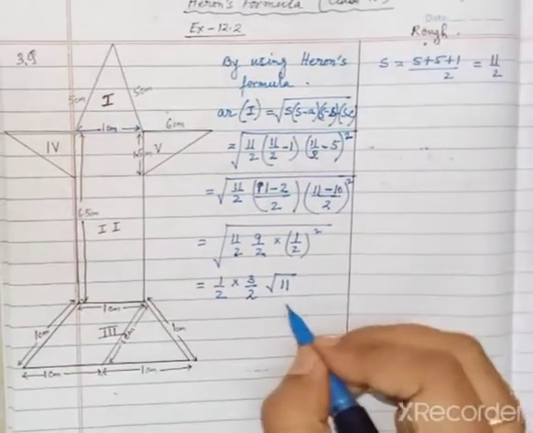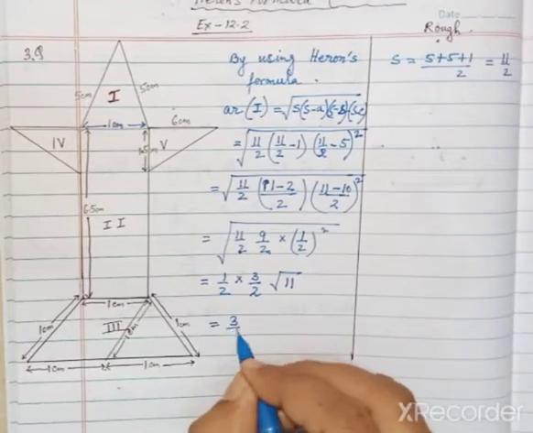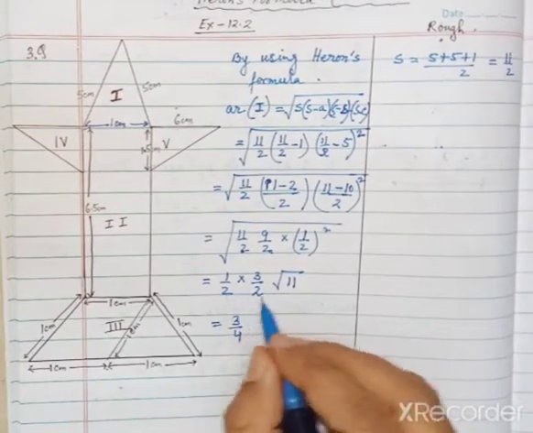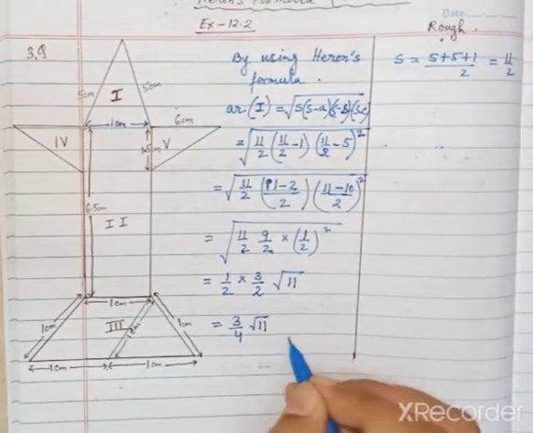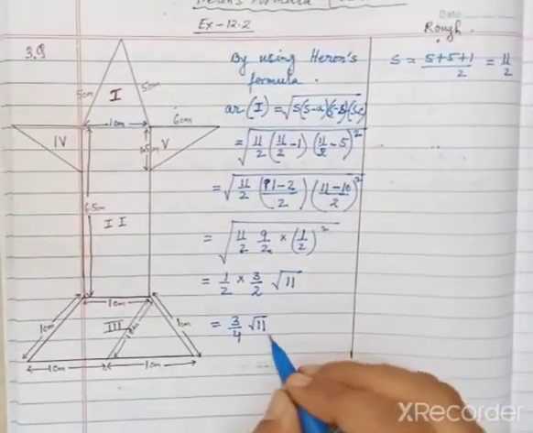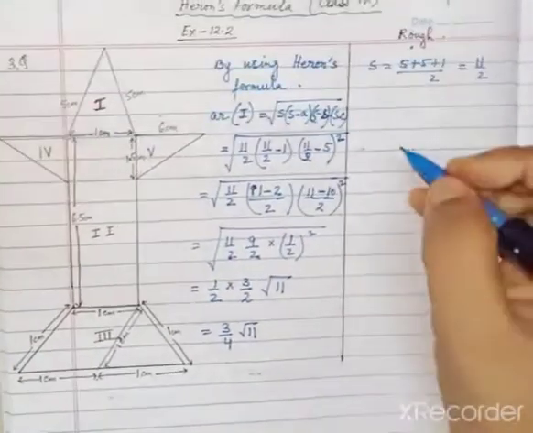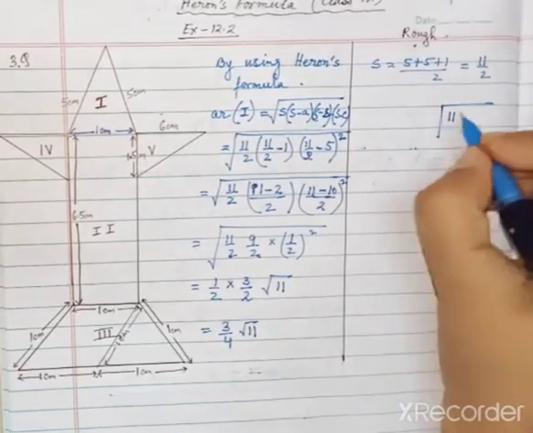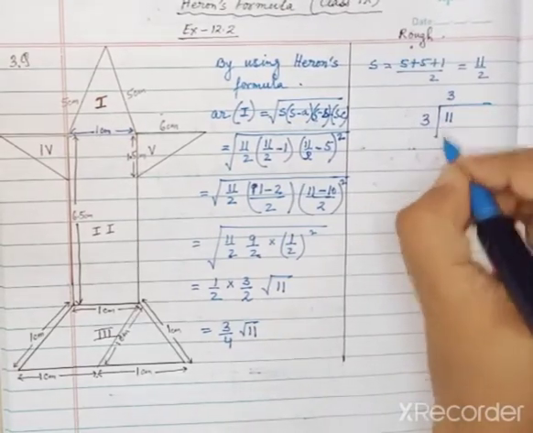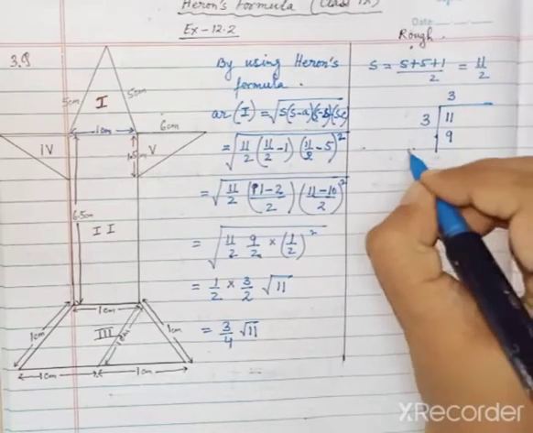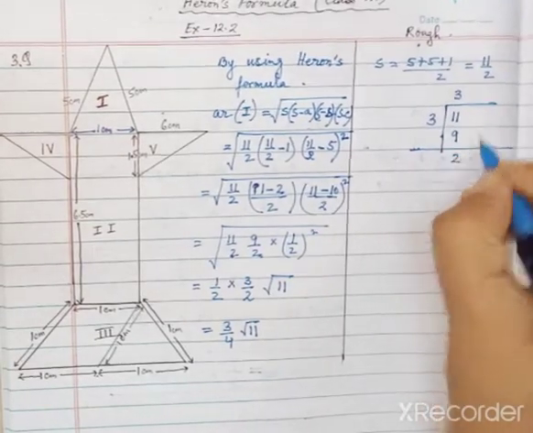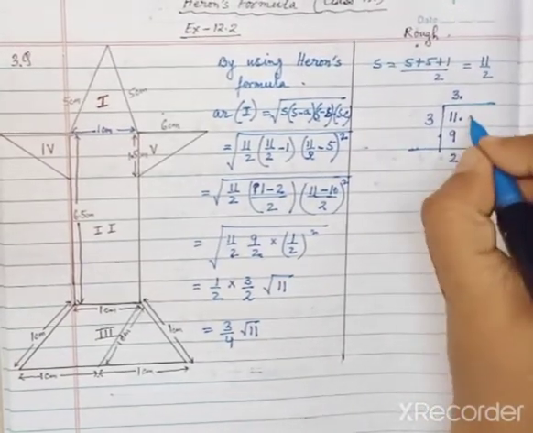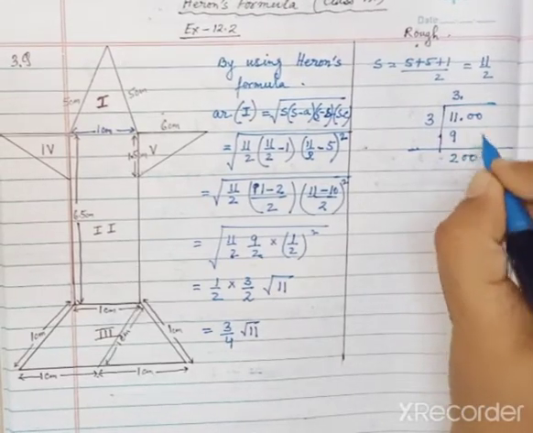So now we will find out 3 by 4 into root 11. We will find root 11 by the long division method. So 11, 3 square is 9, subtract that, we get 2, so we can put 00 here.